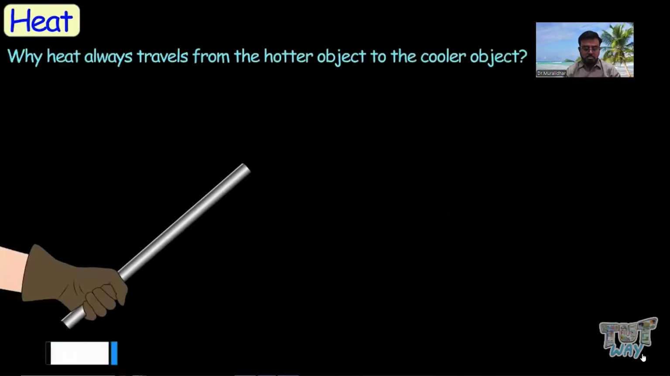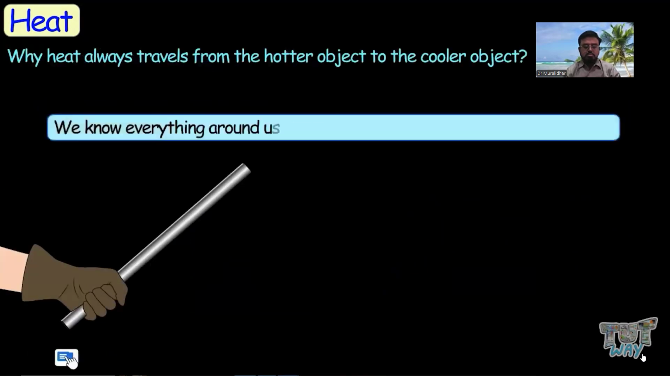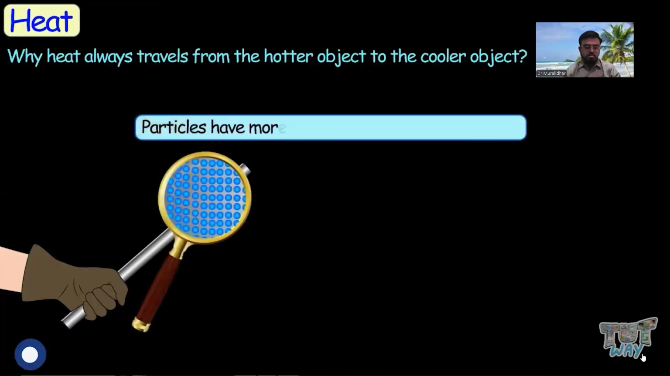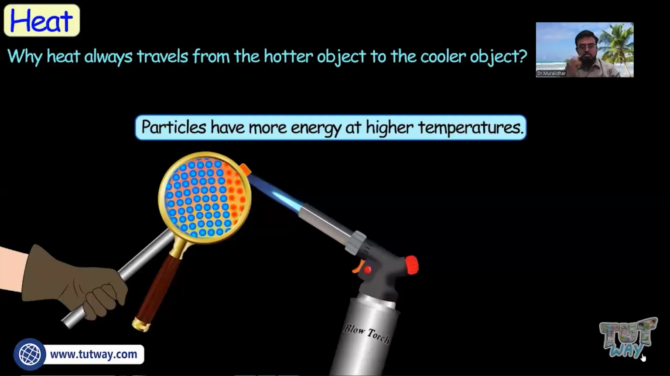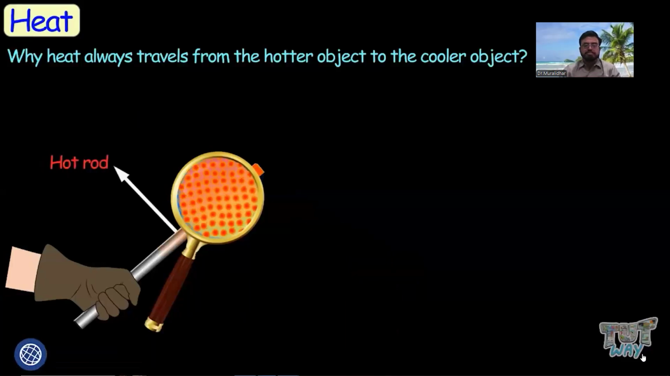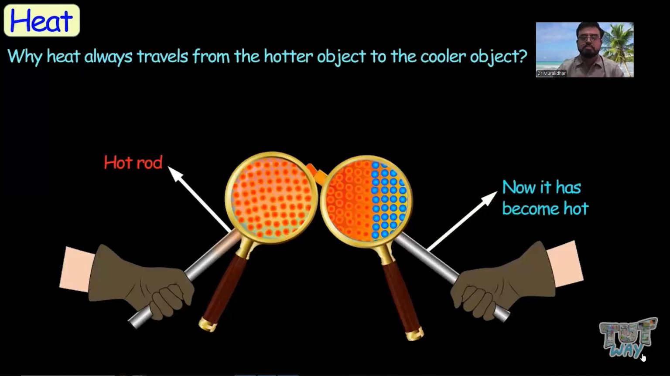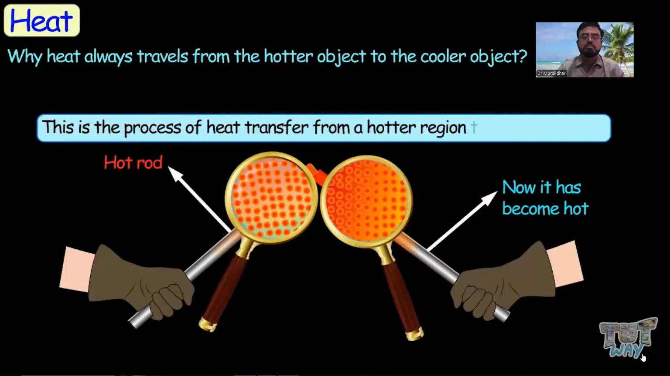Now let's learn why heat always travels from the hotter object to the cooler object. We know everything around us is matter, and matter is made up of particles, and particles have more energy at higher temperatures. So particles of hotter objects collide with slower moving particles of adjacent materials with cooler temperatures, and in this way they transfer some of their energy to the slower moving particles, and the process continues until all the particles are moving at the same rate. This is the process of heat transfer from a hotter region to a colder region.